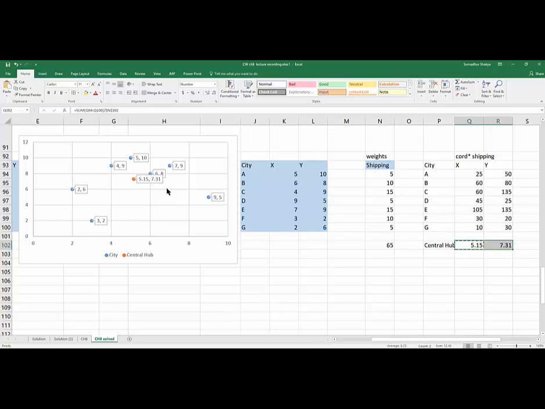So if the central hub was to be located at 5.15 and 7.31, and whatever the leftover value is behind the decimal, we don't care for this case, then as long as these shipping volumes stay the same, this is the best location. If any of the shipping volumes were to be changed, let's say instead of 5 at city A, it becomes 50. Now, keep attention here at this point. If we were to change from 5 to 50 here, this point should move closer to the A.